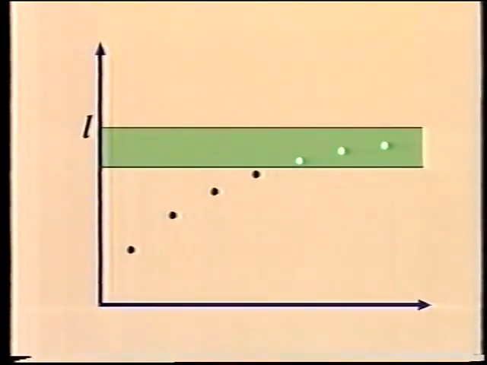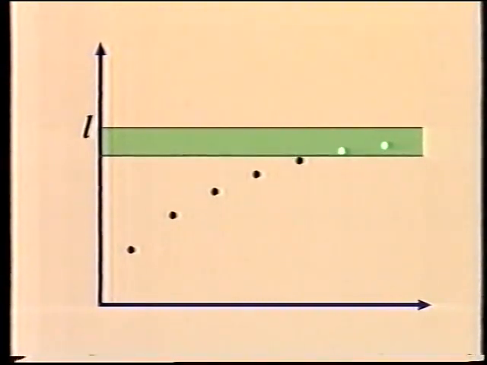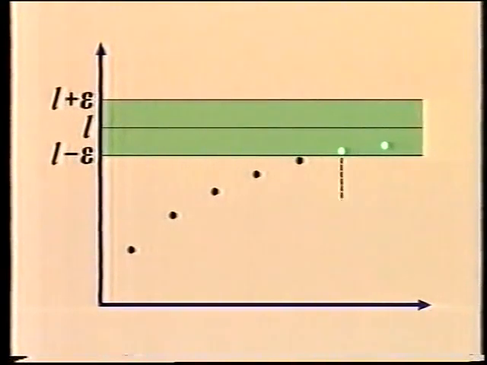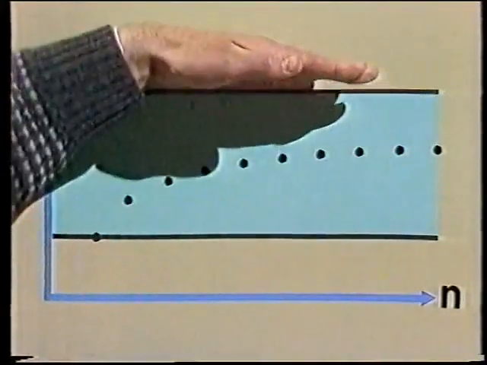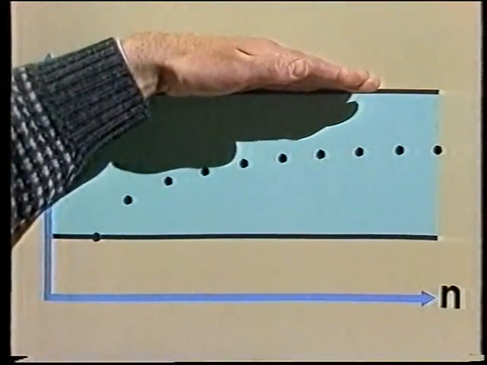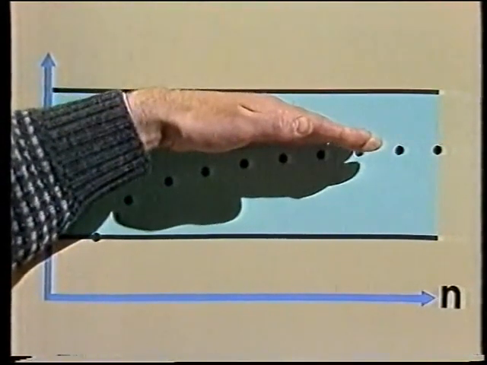And it doesn't matter how thin a strip we take. Eventually, all points of the sequence must lie inside it. But this means that the sequence converges to L, because if we take any strip around L, from L minus epsilon to L plus epsilon, then there must be some integer n, such that all the terms of the sequence beyond n lie in the strip. So L must be the limit of the sequence. So the monotone convergence theorem tells us that an increasing sequence, which is bounded above, converges, and its limit is the least upper bound of the sequence.